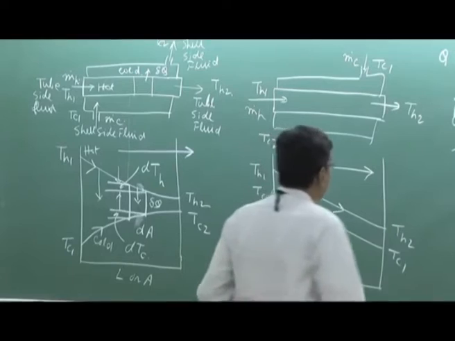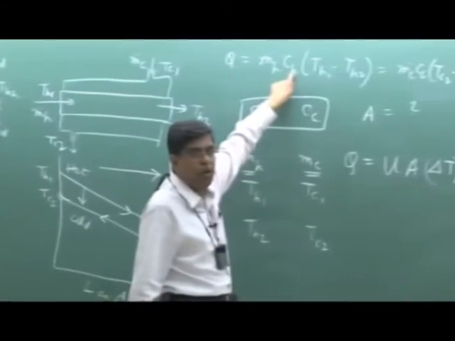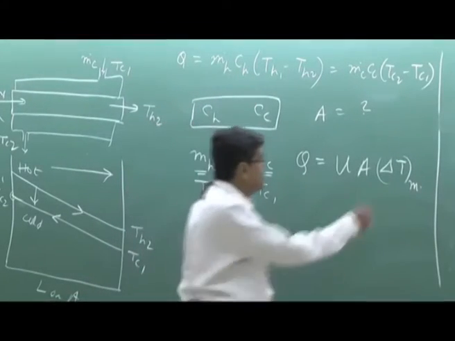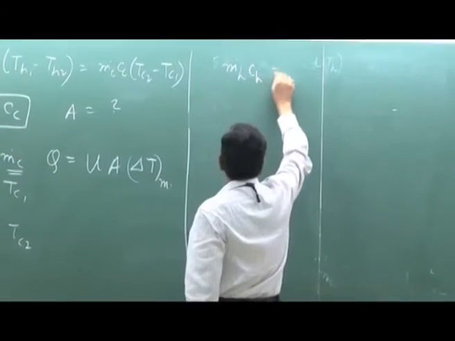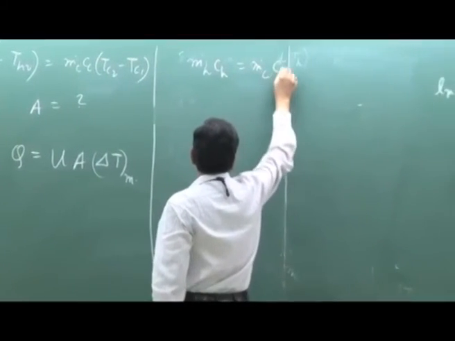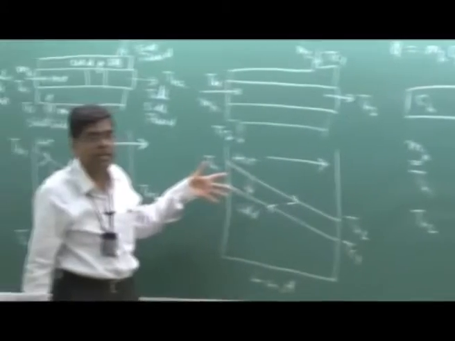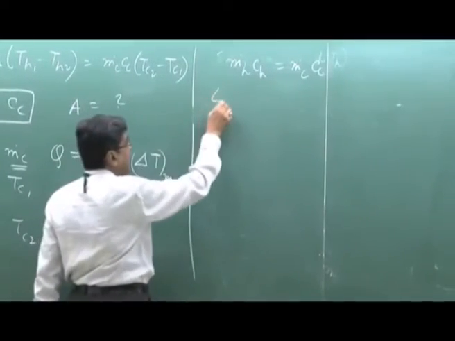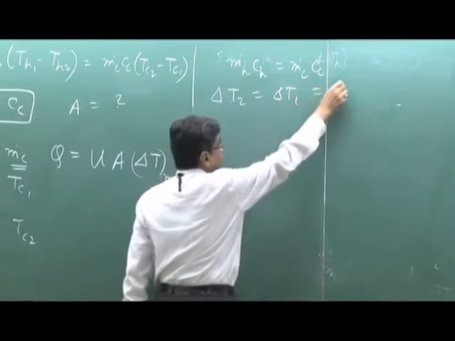Another thing is there. If the product of m dot and c for hot and cold fluid becomes the same, that means if m dot h c h is m dot c c c, there will be a situation for counterflow where the two curves will be parallel to each other, and ultimately delta T2 is equal to delta T1 is equal to delta T.